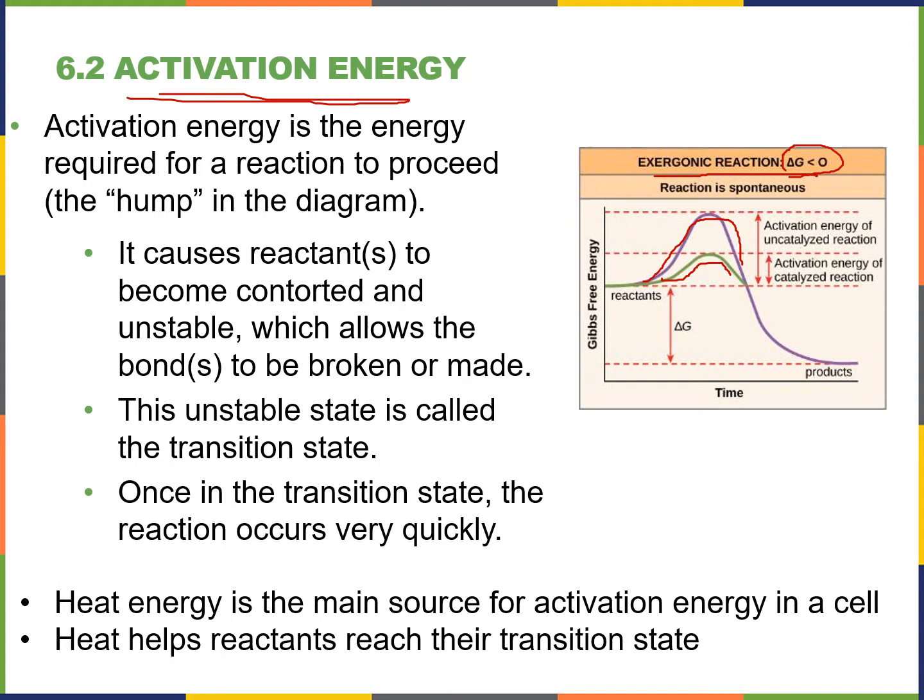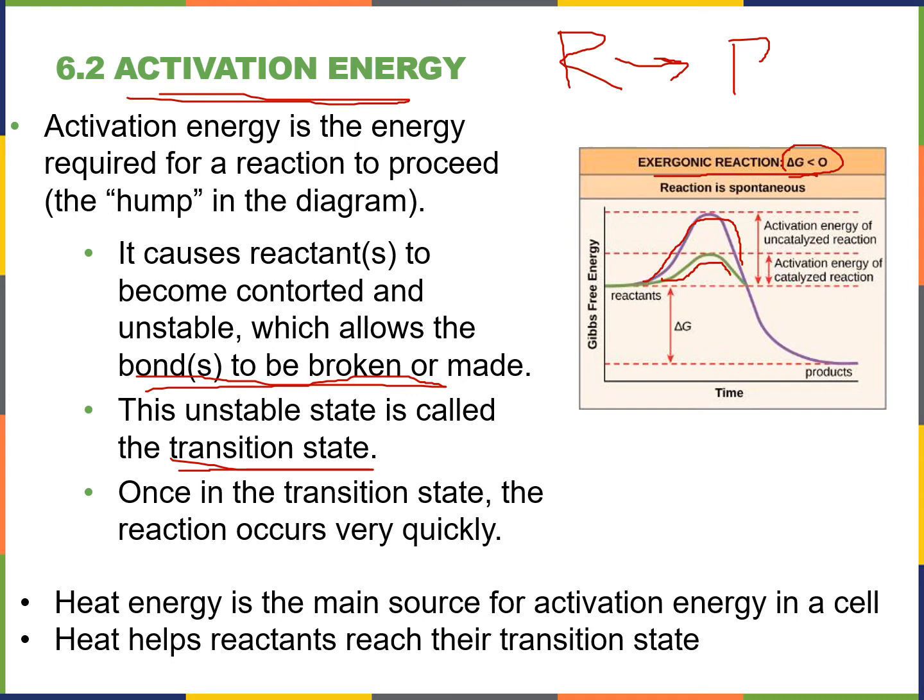So what the activation energy actually does is it causes the reactants, so remember, the reactants are on the right side of the equation and the products are on the left side of the equation, to become contorted and unstable. And what that does is it breaks those bonds. So all that potential energy that's stored up in those bonds then turns into kinetic energy. This unstable state before the bonds are actually broken is known as the transition state. And the transition state can occur very, very quickly.